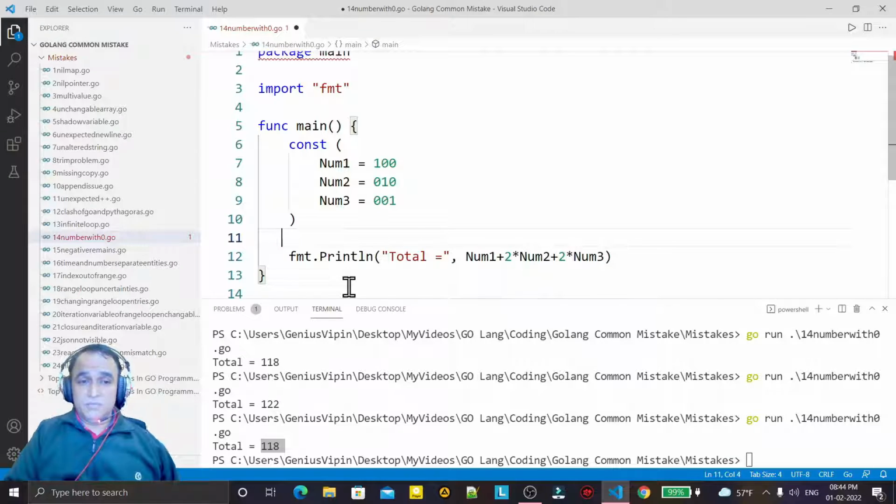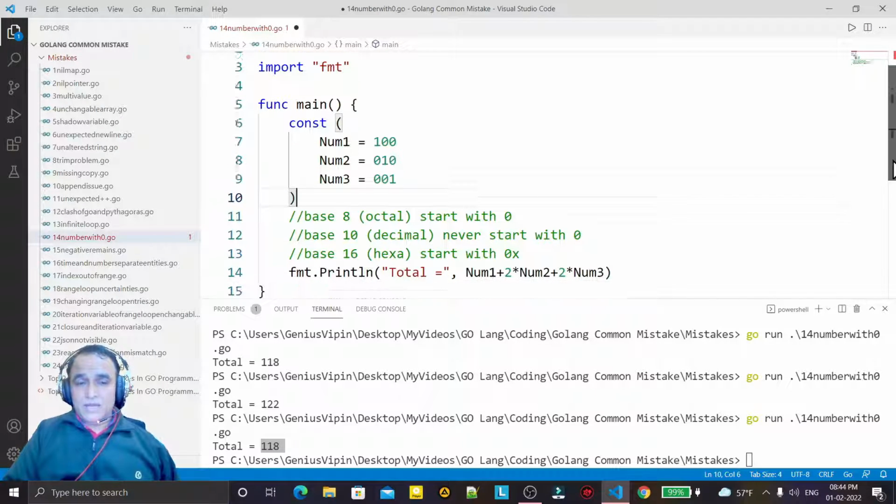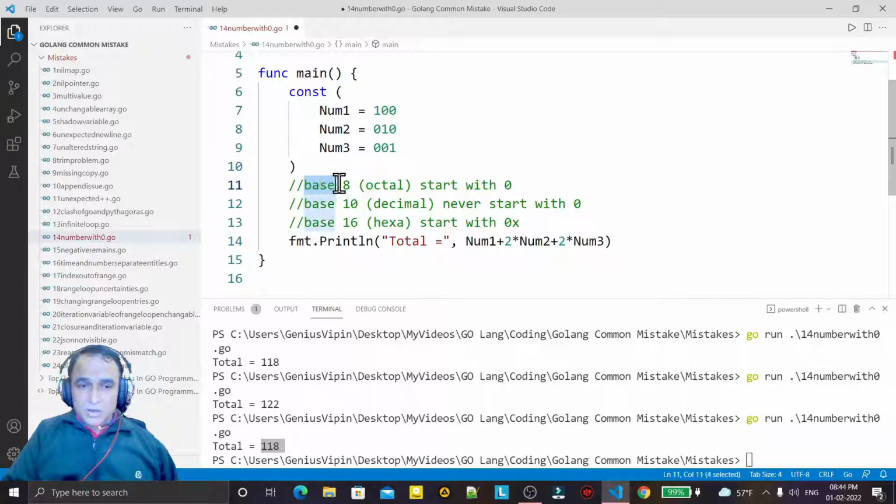This problem is coming because an octal, the base 8 value, starts with 0. So if I put a 0 here, that means it is by default an octal value. A decimal number, because we always represent numbers in decimal, never starts with 0 in Go language. So it is not 100, it is octal 100. Remember, it is not 10, it is octal 10. It is not 1, it is octal 1.